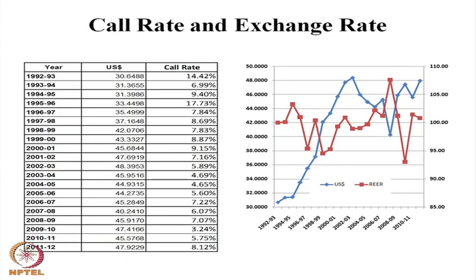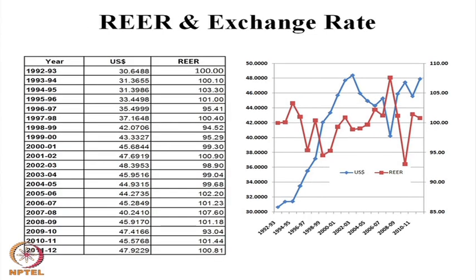When the call rate is increasing, there is a discrepancy between the Fed funds rate and the call rate. When the call rate is higher, more inflow of dollars will be there. Over the period, the call rate declined, and when the call rate is declining, as per the interest rate parity hypothesis, this differential interest rate is declining, and the rupee value will depreciate. Similarly, I have taken into account the other side of the graph also.